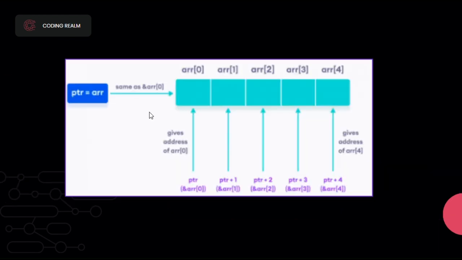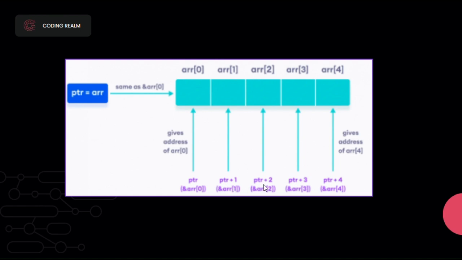Look, for example, at this photo. We have an array containing 5 elements. It starts with array index 0 and ends with array index 4. The first element of the array is equal to ptr, the pointer. It's the same as the address of array[0]. We can put ptr equal array. The first element is ptr, or address of array[0]. The second element, array[1], is ptr plus 1. It's the address of array[1].